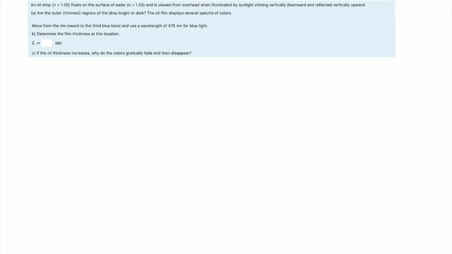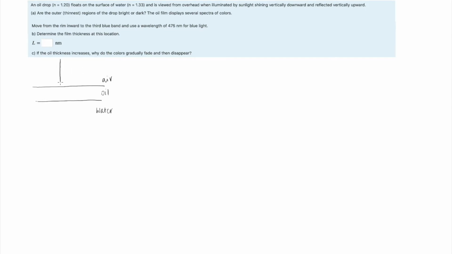Okay, so for this question, we have an oil drop that floats on the surface of water and is viewed overhead when illuminated by sunlight shining vertically downward and reflected vertically upward. Okay, so if we draw this, we're going to end up with something like this. This is going to be our oil, this is going to be water, this is going to be air.